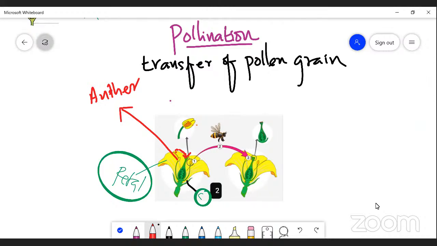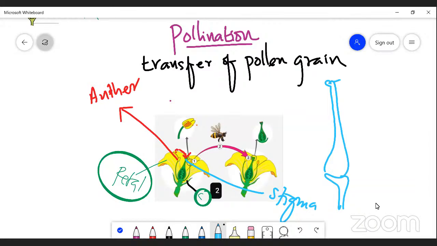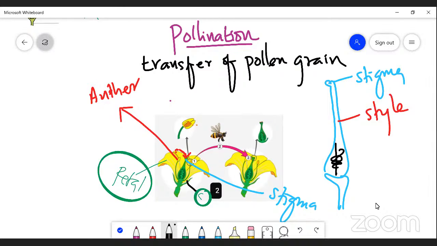Stigma is the upper part of the gynoecium. Now, this is the stigmatic region or the stigma. The gynoecium consists of the following parts. This is called the stigmatic region or stigma, followed by a cylindrical structure called the style. Style is the place where the male gamete passes into the embryo sac, and the lower part is called the ovary.